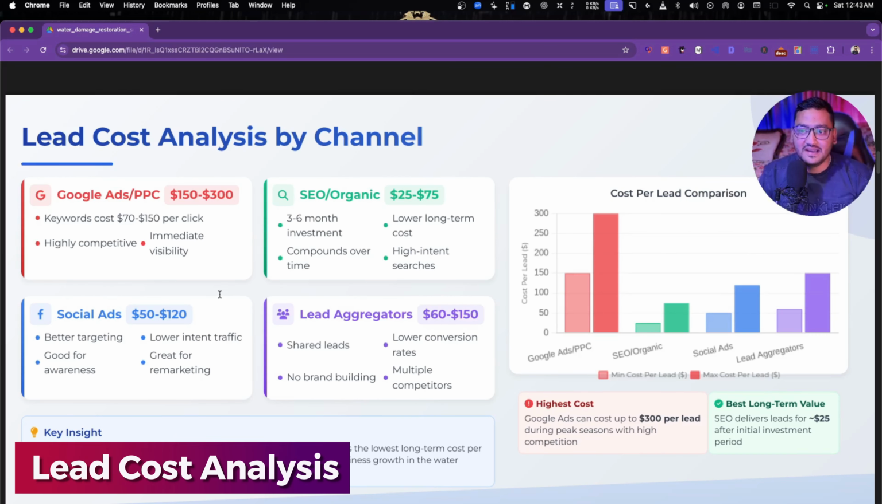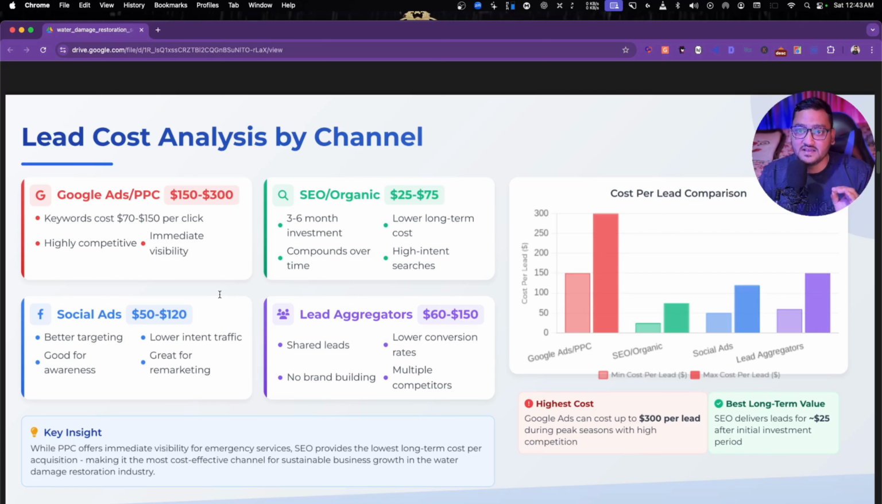Chapter 4, lead cost analysis. This slide is for all of those who are saying that SEO is not as powerful as it was 3, 4, 5 years ago, right? All the data are the latest data, according to Q4 of 2024, right?